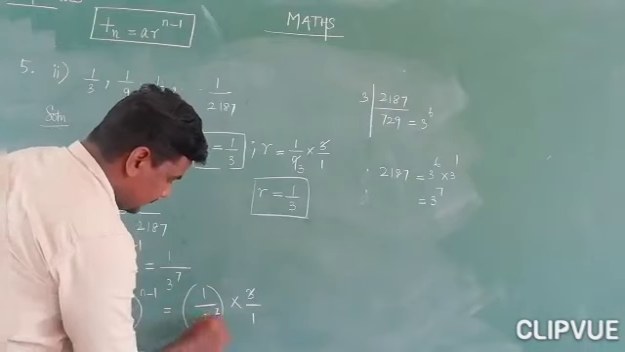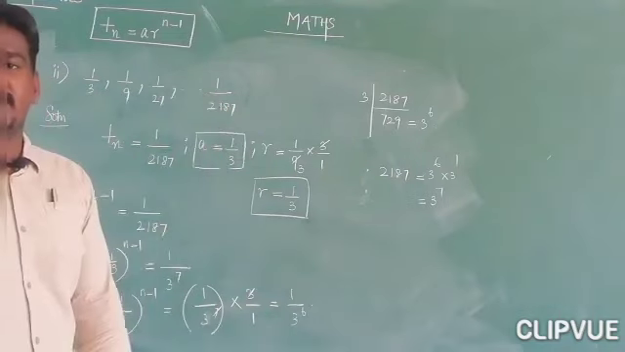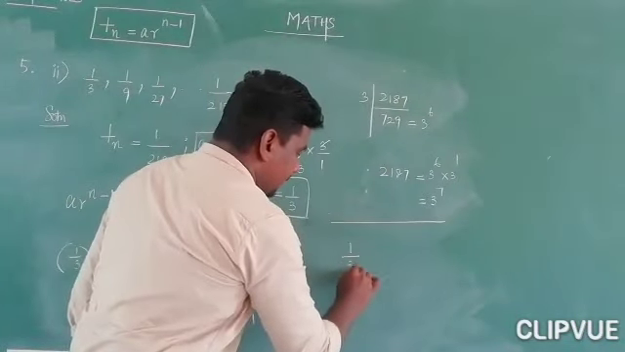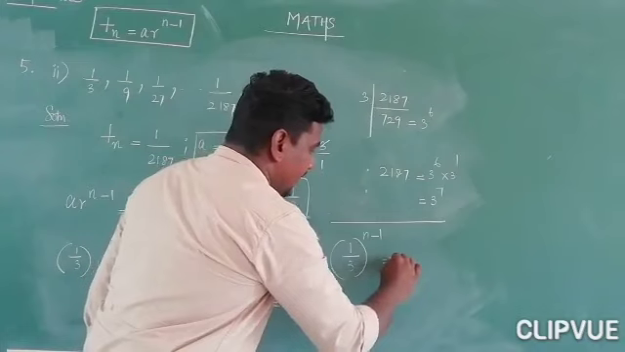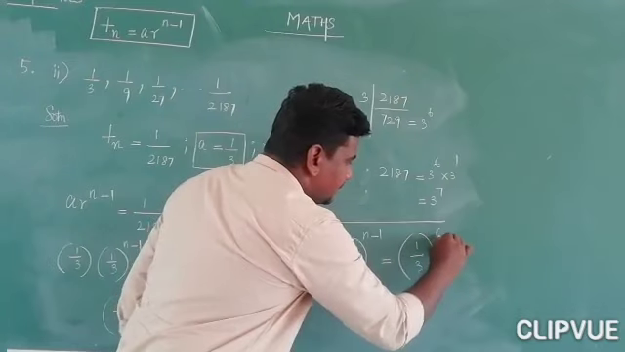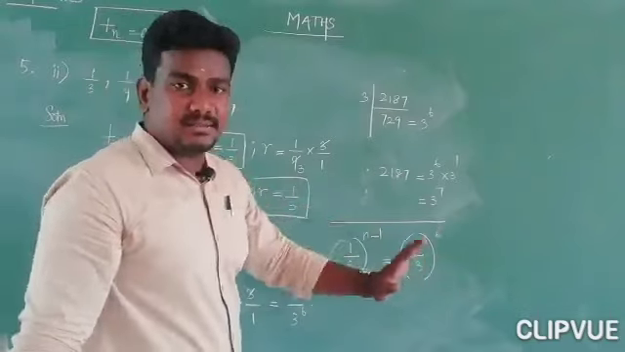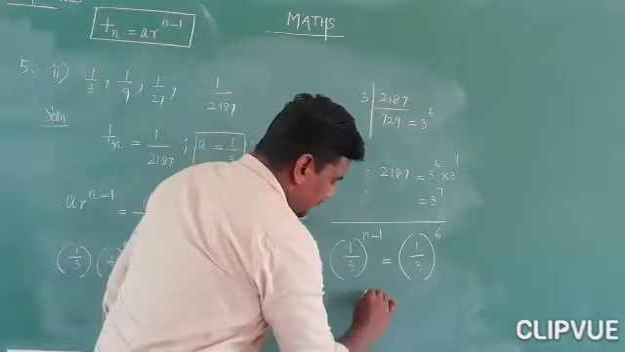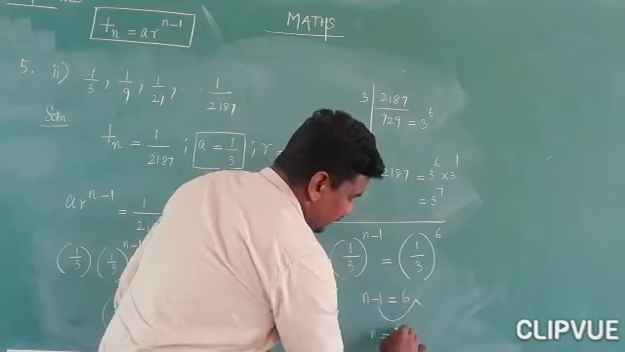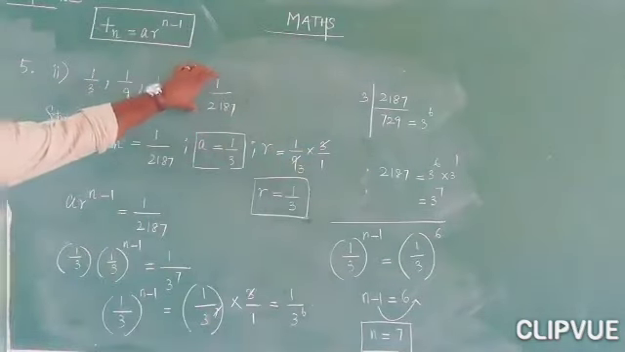One time cancels, so we get 1 by 3 power 6. On the left hand side we have 1 by 3 whole power n minus 1. On the right hand side, this 1 by 3 power 6 can be written as 1 by 3 whole power 6. Both sides we have the same base, so we can equate their powers. So n minus 1 is equal to 6. Taking it to the right hand side, n equals 6 plus 1, which is 7. So the GP contains 7 terms, and this is the 7th term of the GP.